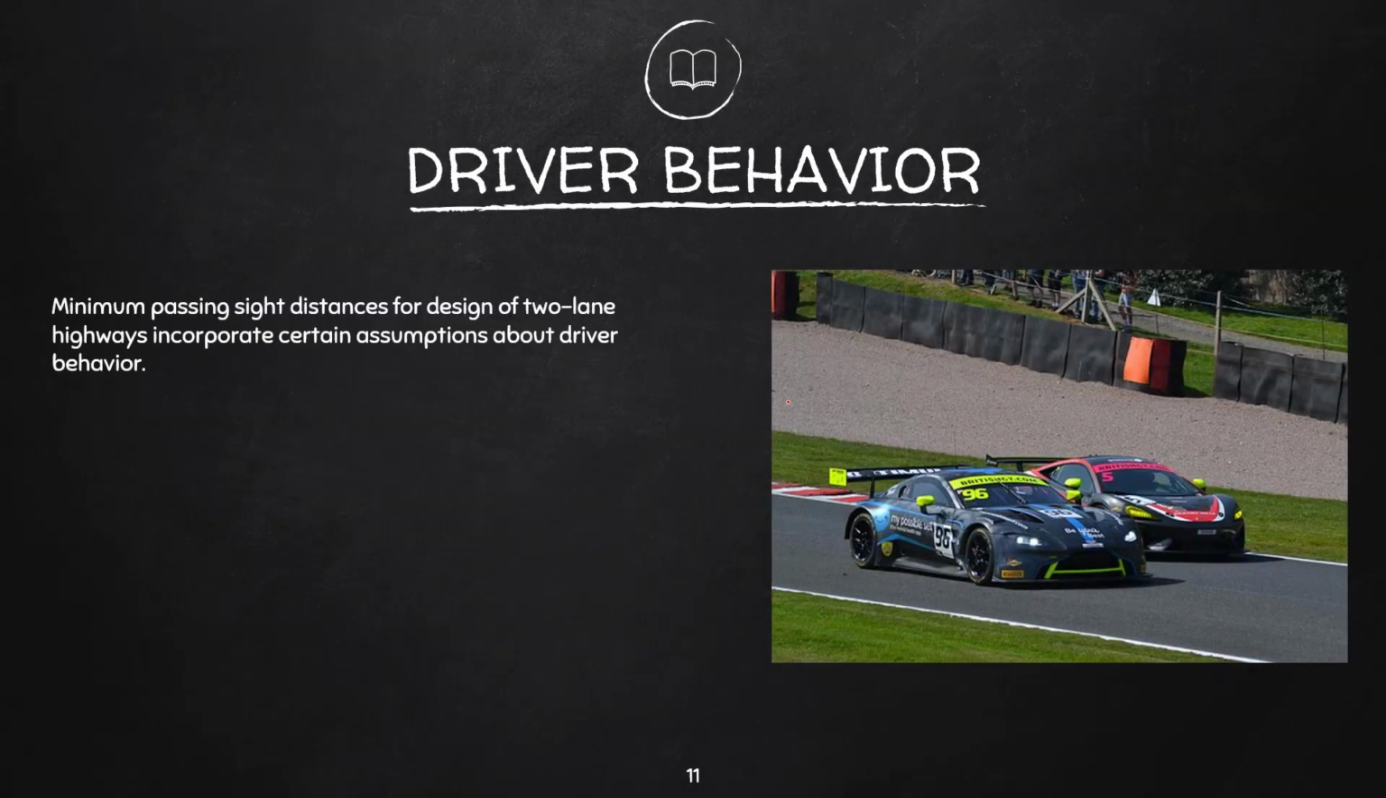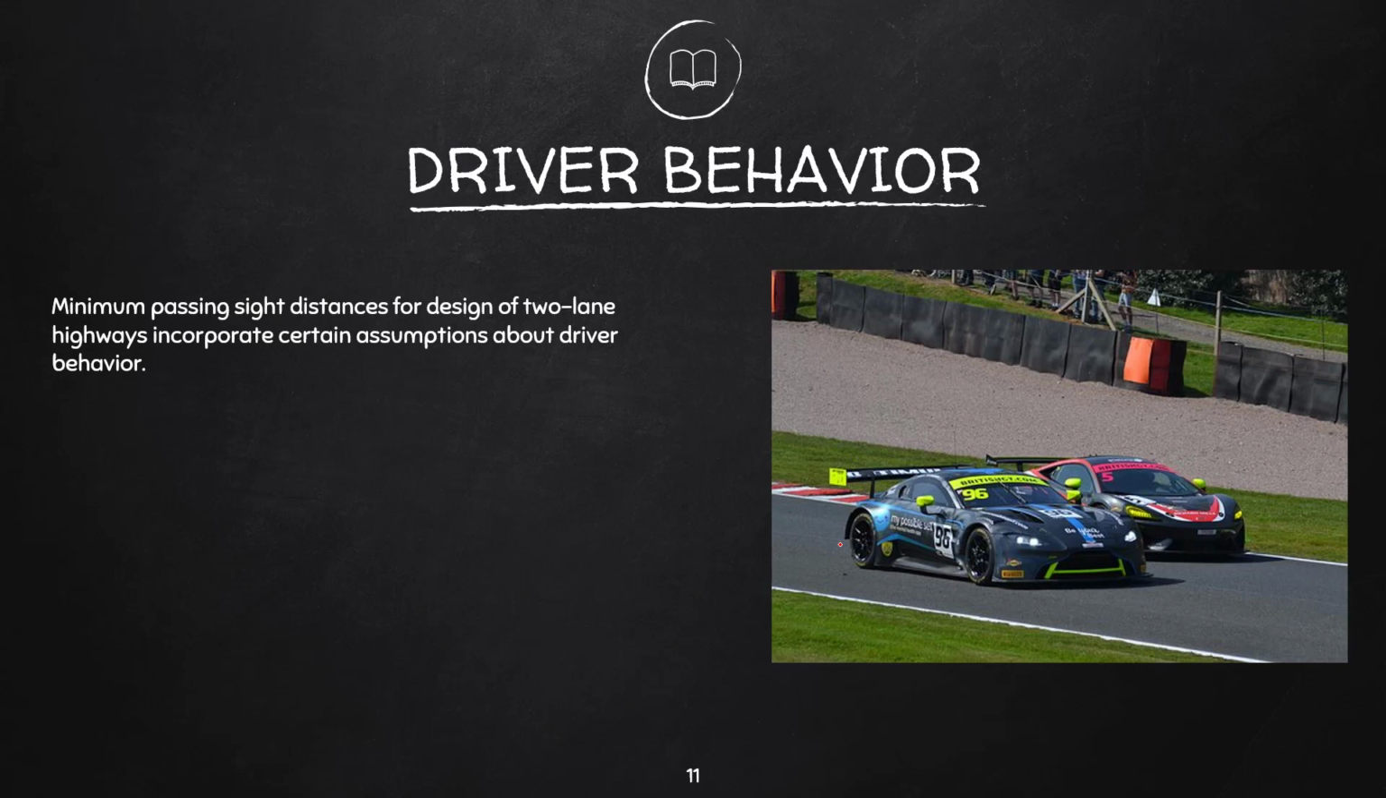So the minimum passing sight distances for design of two-lane highways incorporate certain assumptions about driver behavior. Again, driver behavior is different. They are varying. So for example, if a sports car racer will be doing a passing maneuver compared to a non-professional driver, they will have different capabilities. They will have different judgment.